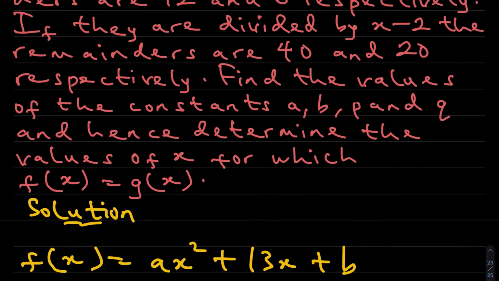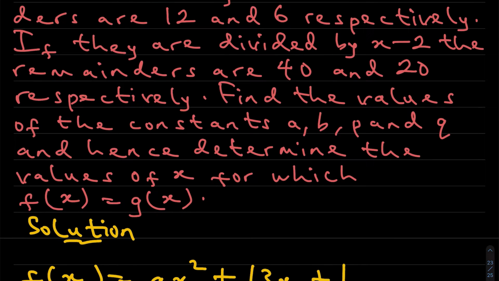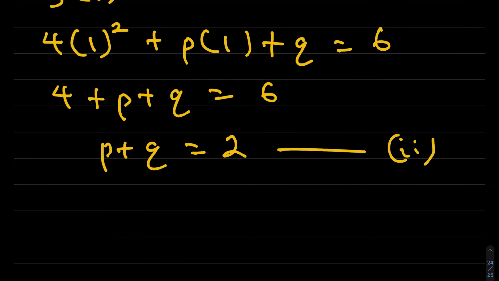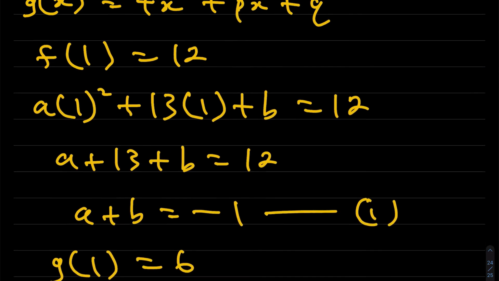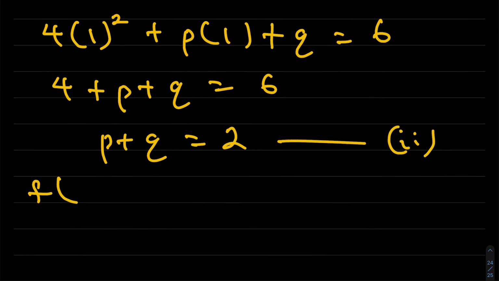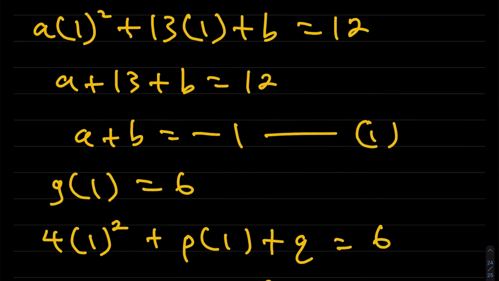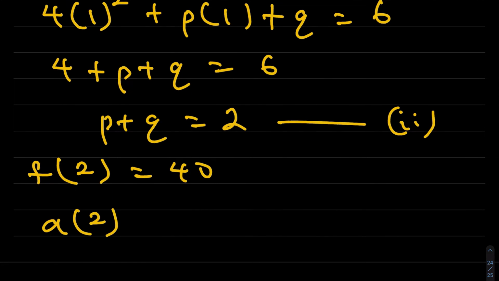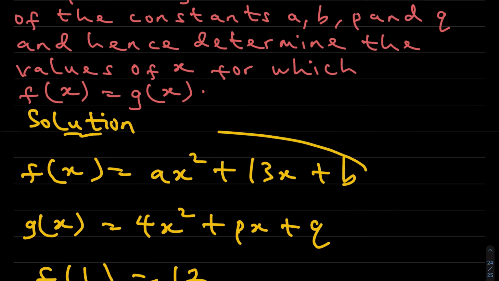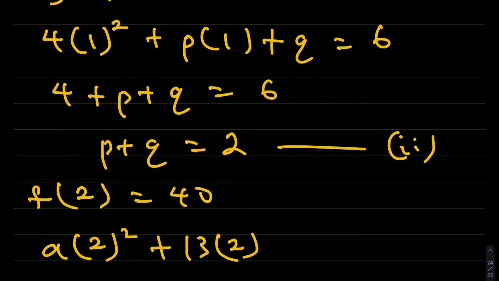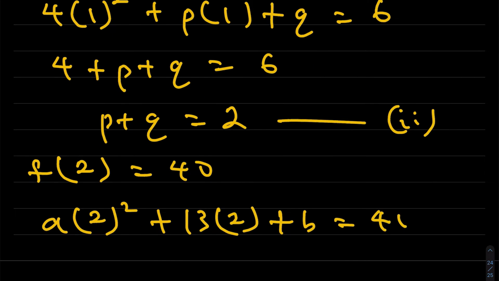Now let's get further information. If they are divided by x minus 2, the remainders are 40 and 20 respectively. That means when f of x is divided by x minus 2, the remainder is 40, and when g of x is divided by x minus 2, the remainder is 20. So f of 2 equals 40, which simply means a times 2 squared plus 13 times 2 plus b equals 40. I'm just putting 2 in f of x.